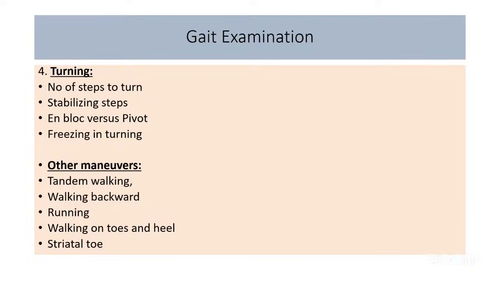Other maneuvers we'll be doing here are tandem walking and walking backward. Walking backward helps us find out dystonia. When there is dystonia, they may have difficulty while walking forward, but walking backward will be improved if it's because of the dystonia. Also running, walking on toes and heels, and checking for the striatal toe.